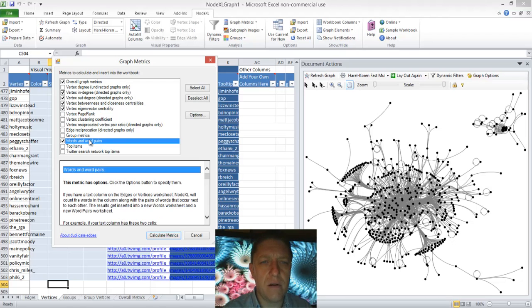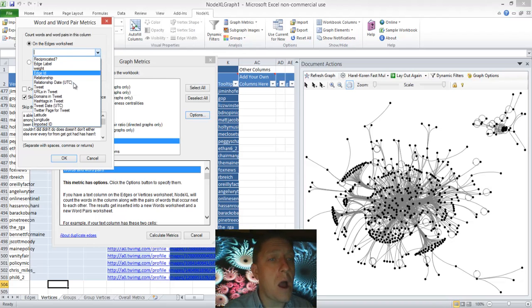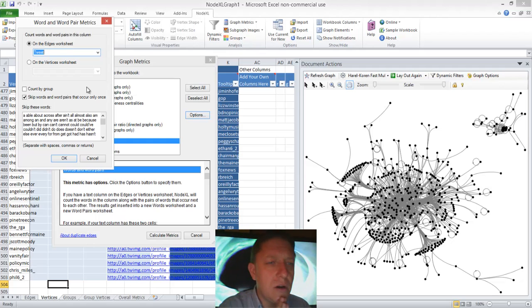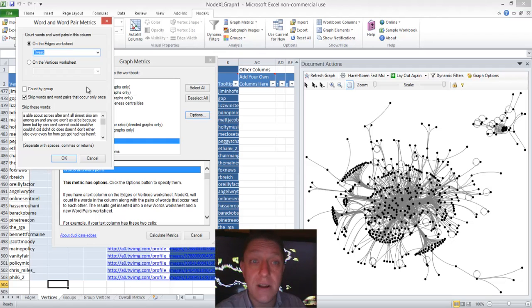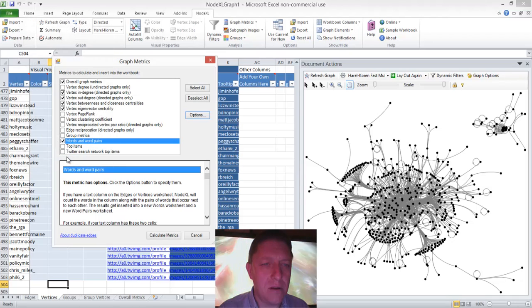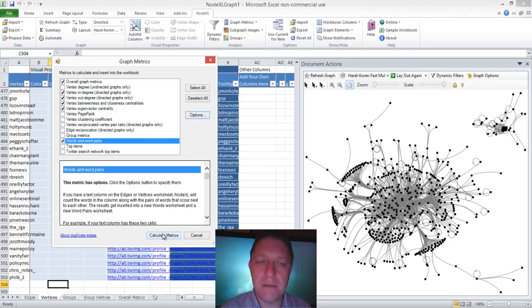If I wanted to have words and word pairs, I could do that by going to the tweet column. Interesting. And then I could have it skip some words down there, common words. We don't care whether the word "the" appears, so we keep those common words out. Okay. I'll just calculate these metrics and we'll see what we get.